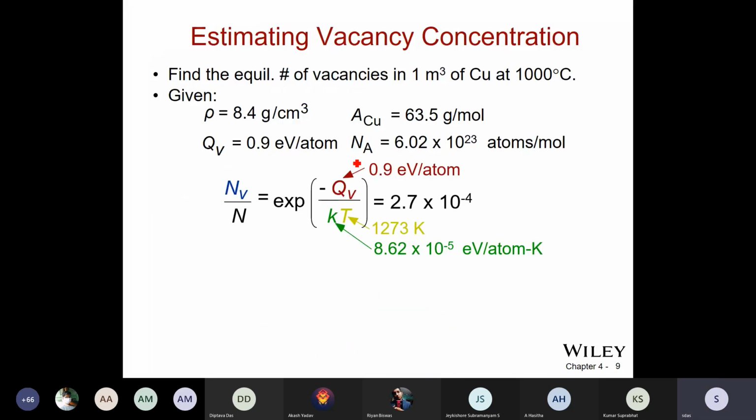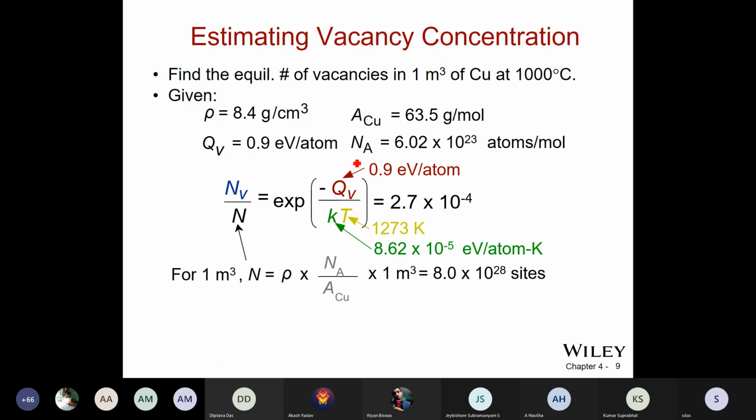And this is one of the calculations for vacancy concentration. And this is from your Callister book. You can look it up to see how they have done that. You see the value they put is 0.9 eV. I said approximately 1 eV. They put it for copper. This is how they calculate it. You can check these calculations by yourself.